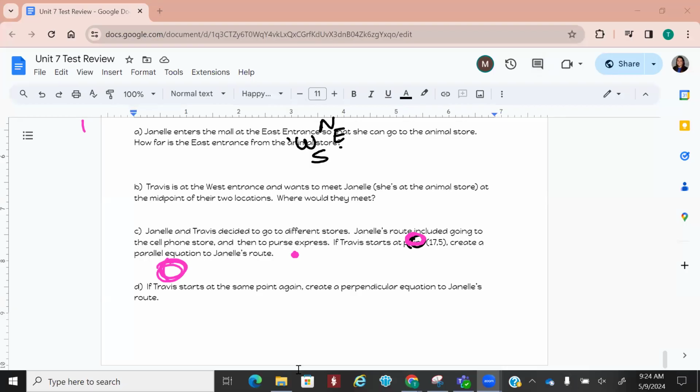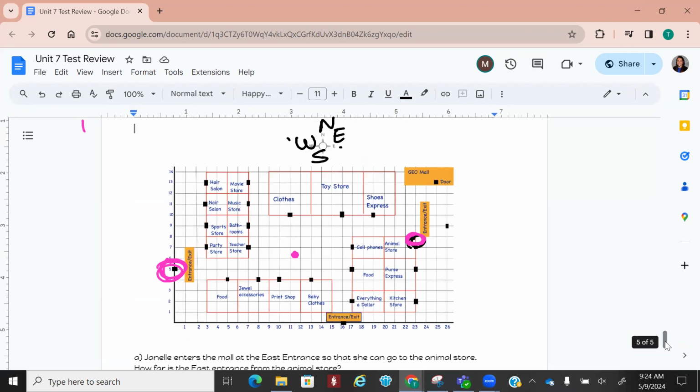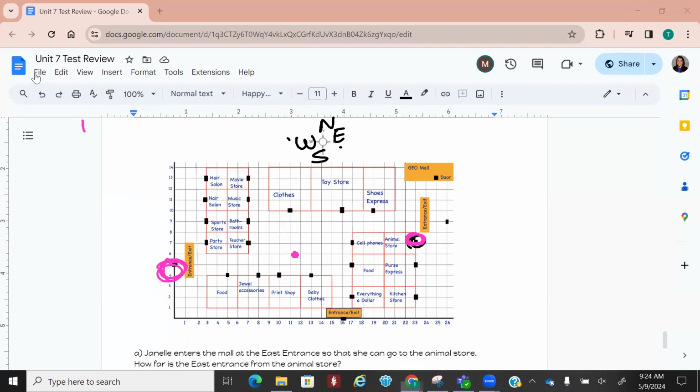Janelle and Travis decided to go to different stores. Janelle's route included going to the cell phone store, then the Purse Express. If Travis starts at point 17,5, create a parallel equation to Janelle's route. So from the cell phone to the purse store, come back over here. Okay. Let's do blue. Okay, so from cell phone to the purse store, what we need to do is find Janelle's slope first. Okay, best way to do this is to go down 2 and over 1, 2, 3, 4, 5, 6. So down 2 over 6. Can I simplify that?